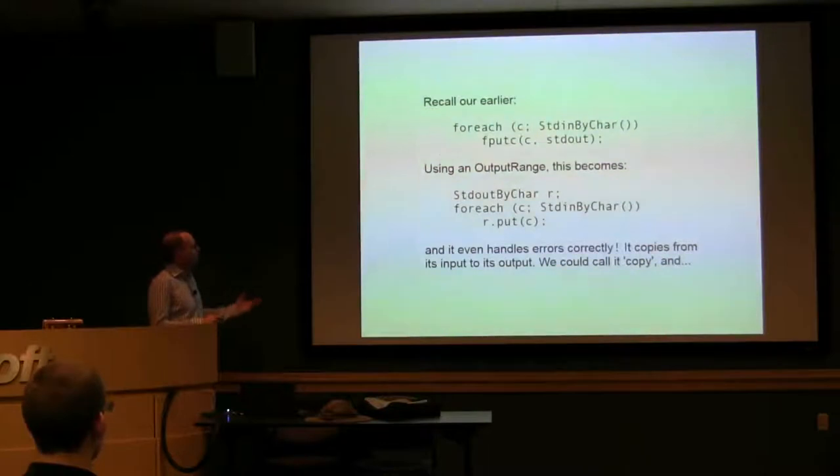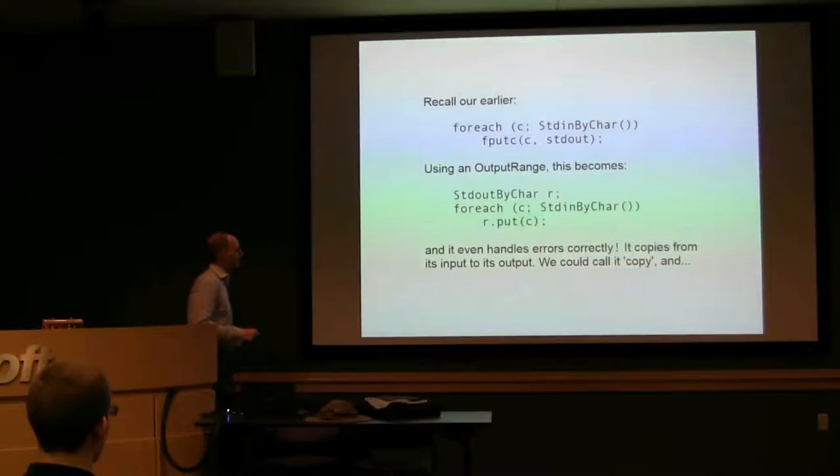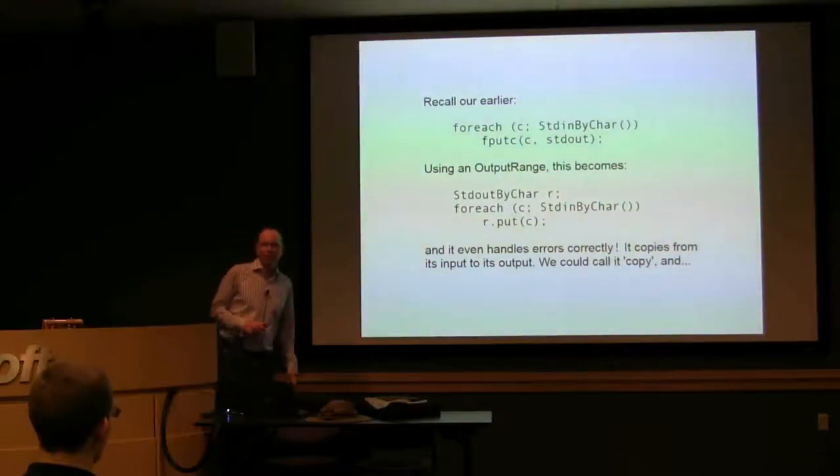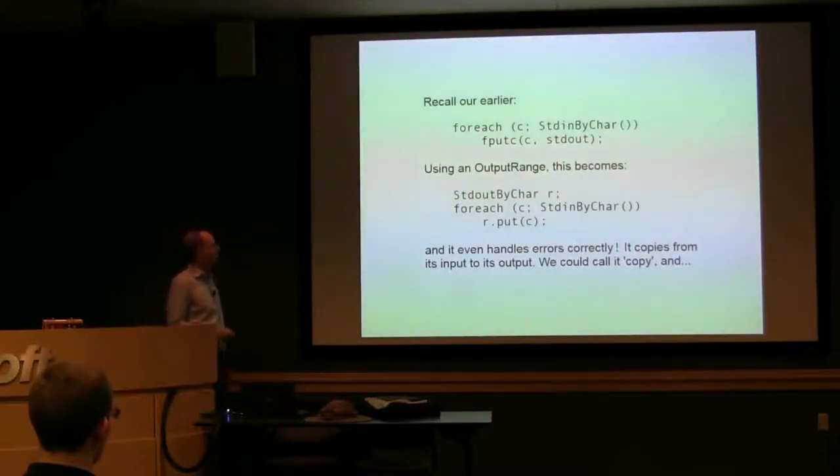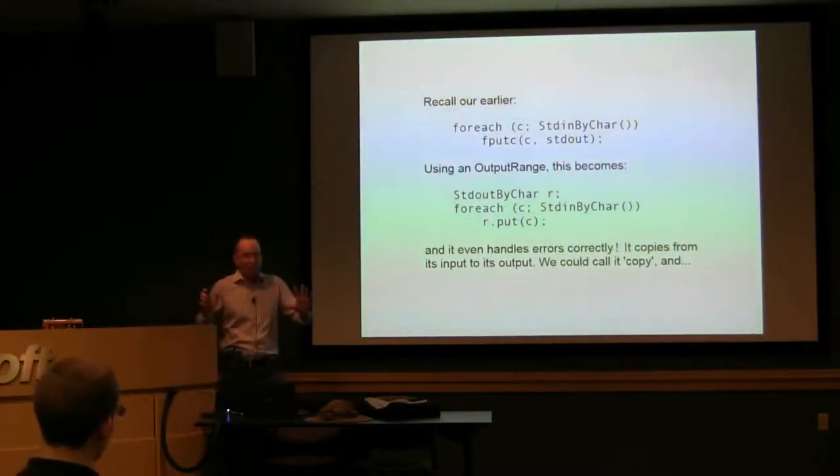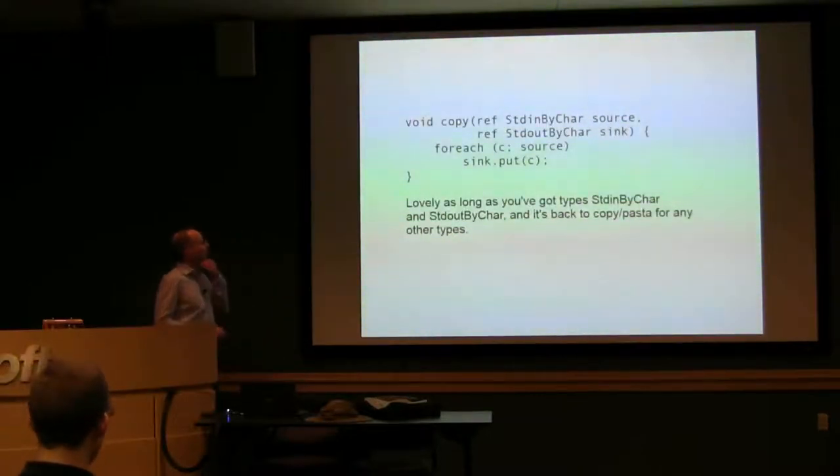So our earlier loop was like this. Using an output range, this becomes foreach, reading characters from our input range, and we're putting them in our output range. And it even handles errors correctly. Look, there's no error handling code in there, but it still handles errors correctly, which is kind of cool. Kind of like having it by default. It copies its input to its output, and we could call it copy. And we've got our first algorithm. Copy takes by reference a source, writes by reference to a sink, and here's our implementation of it.